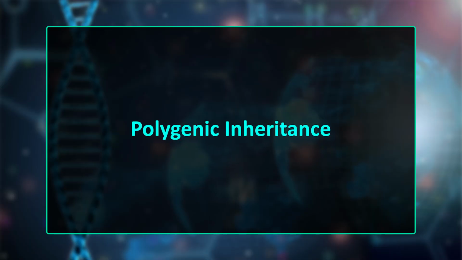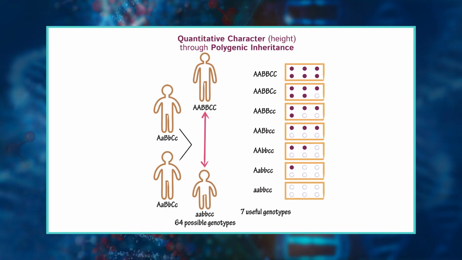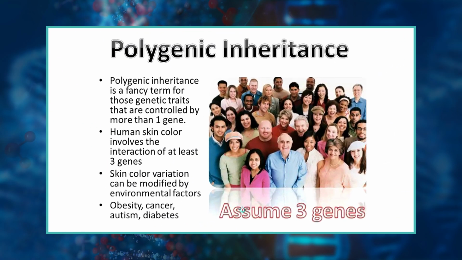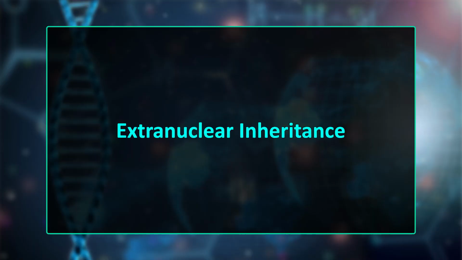Dear students, let's now discuss polygenic inheritance. There are a few traits that are controlled by many genes. For example, our height is controlled by more than 400 genes. Skin pigmentation is the result of several genes. Dear students, let's now discuss extranuclear inheritance.